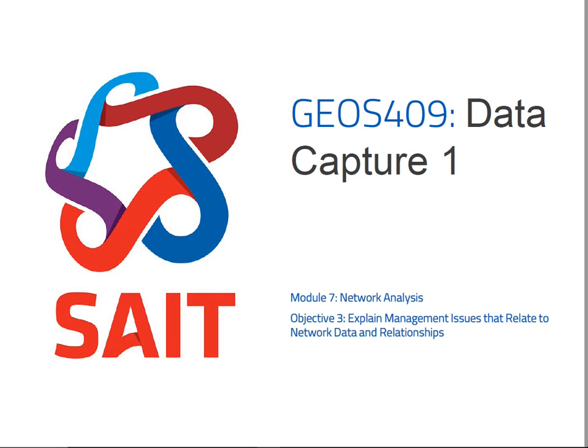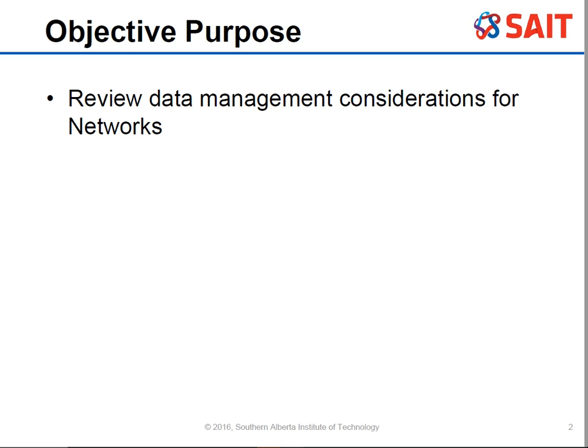Okay, welcome to Module 7's Objective 3, where we're looking at management issues that relate to network and network data and their relationships. So this is not one that I mentioned in my previous video. And just to note that Objective 2 is just an activity to do. So if you go to that, check that out and then go to the website for networks. And you'll be able to find everything you need there. So that's why I'm skipping Objective 2.